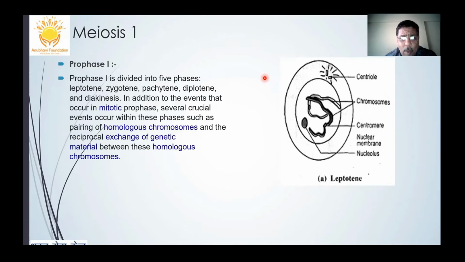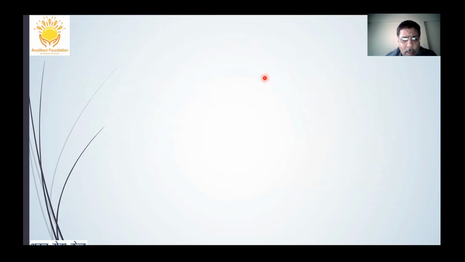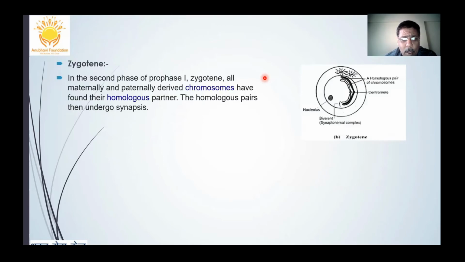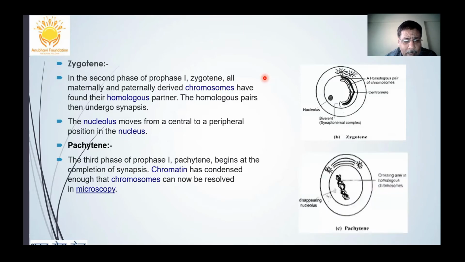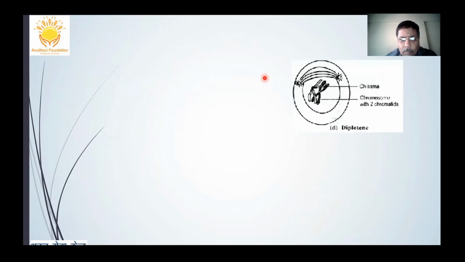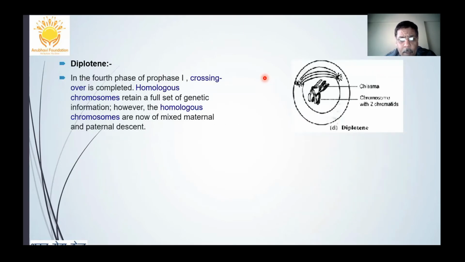Meiosis 1 can be divided as prophase 1, which includes leptotene, zygotene, pachytene, diplotene.